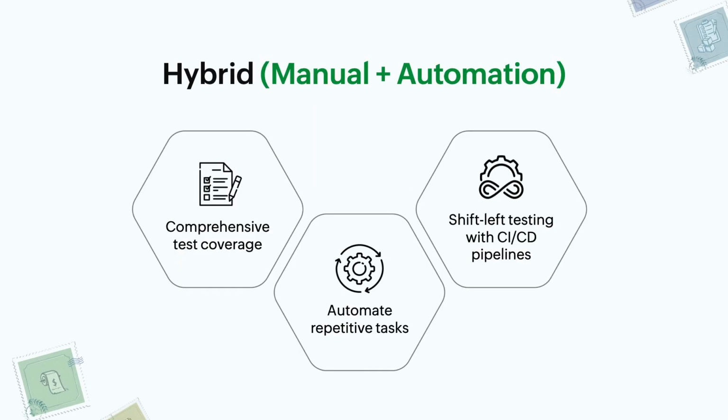Zoho Q Engine comes with a hybrid model which provides you the environment for both manual and automated testing. So when you have both manual and automated testing, it gives you a comprehensive test coverage. You can automate the repetitive tasks that you have to do again and again for the different applications that you built. And you can also shift left testing from CI CD pipelines.